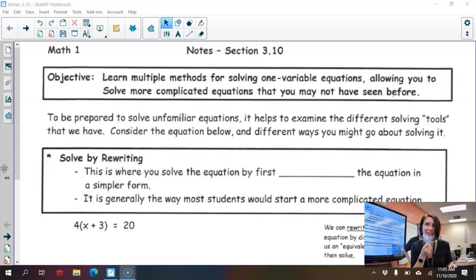Hey, everybody. It's a fun day of section 3.10 on your notes. Today, you're going to learn multiple methods for solving one variable equations, allowing you to solve more complicated equations that you may not have seen before.